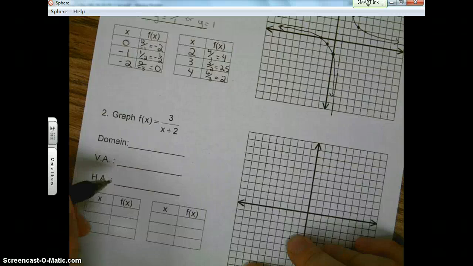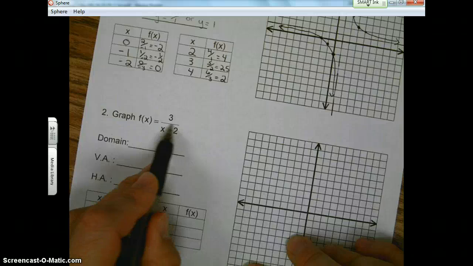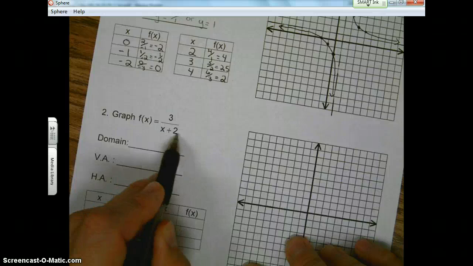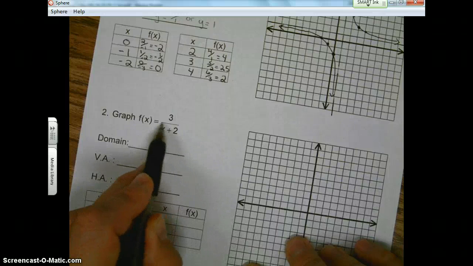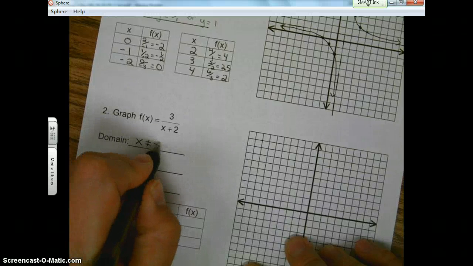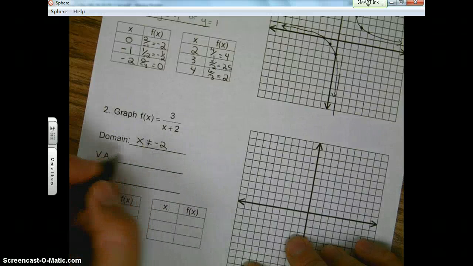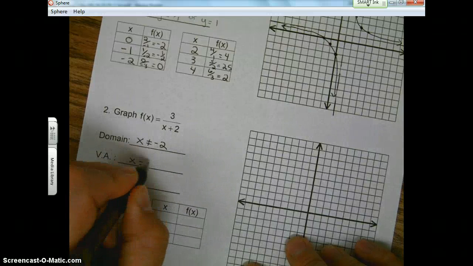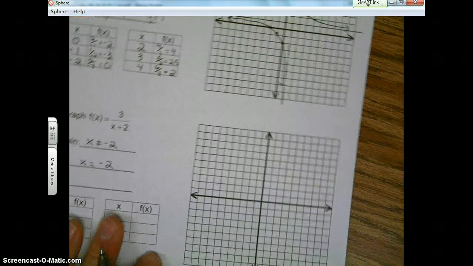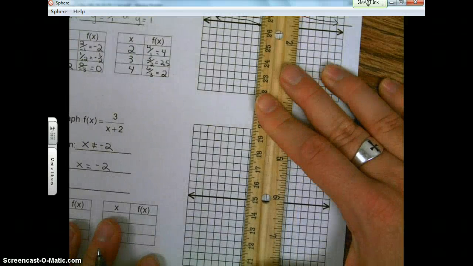So let's start taking some shortcuts here. Domain: what value can we not have here? Well, we cannot divide by 0, so the value that we cannot have here is negative 2. So x cannot be negative 2, because negative 2 plus 2 is 0. That means we're going to have a vertical asymptote at negative 2. So negative 2 on the x-axis.